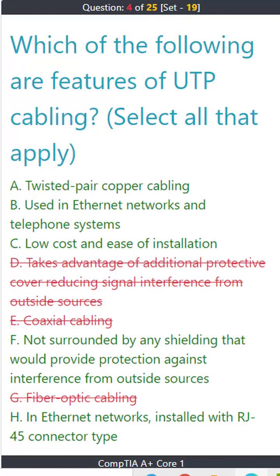The correct answers are A. Twisted pair copper cabling. B. Used in Ethernet networks and telephone systems. C. Low cost and ease of installation. F. Not surrounded by any shielding that would provide protection against interference from outside sources. H. In Ethernet networks, installed with RJ45 connector type.